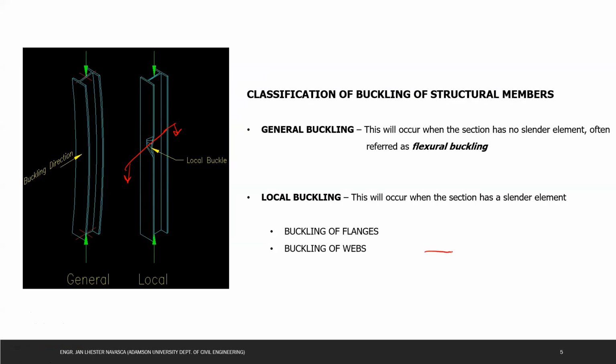Okay, we can see that our flanges is locally buckled. So this one. Okay, like this one. There is a local buckling in our flanges. So that is local buckling.